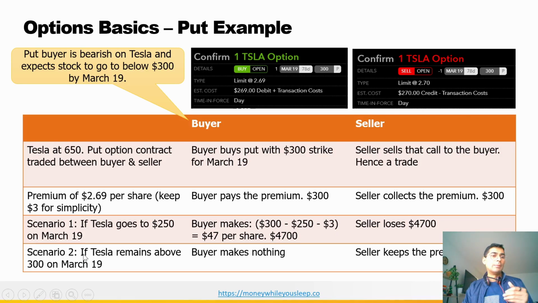If Tesla remains above 300 on March 19th, again, similar to what we saw with the call, this bet will not execute, because the buyer was bearish on this particular stock and was expecting it to go below 300, and that never happened. So if it did not happen, this contract won't execute at all. So the buyer is not going to make anything. He is in fact going to lose the $300 premium which he has paid, and the seller is going to keep that premium.